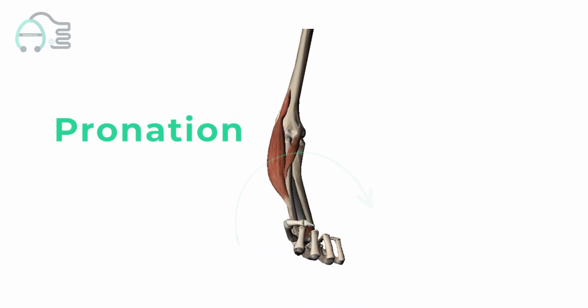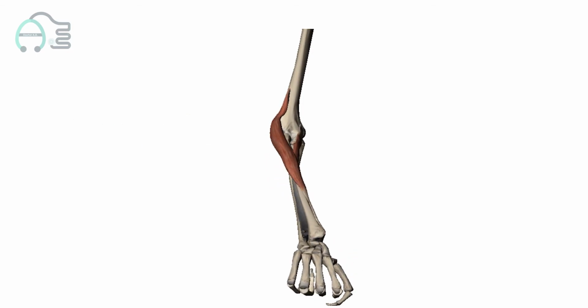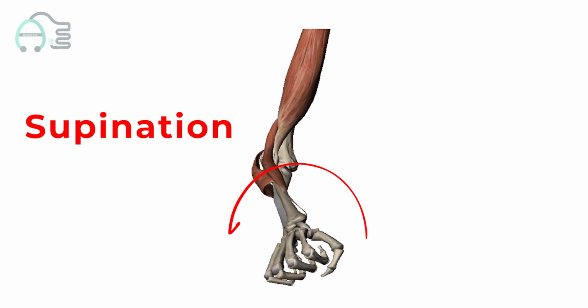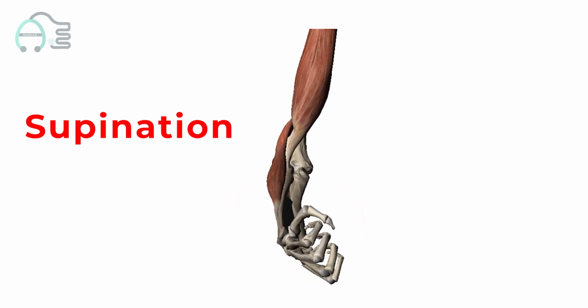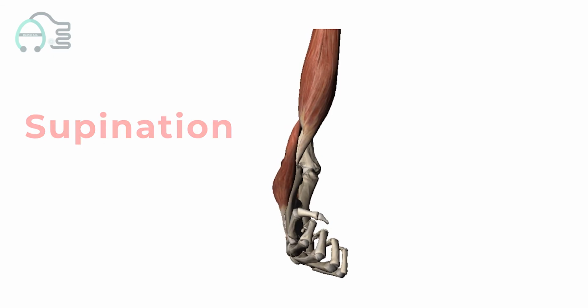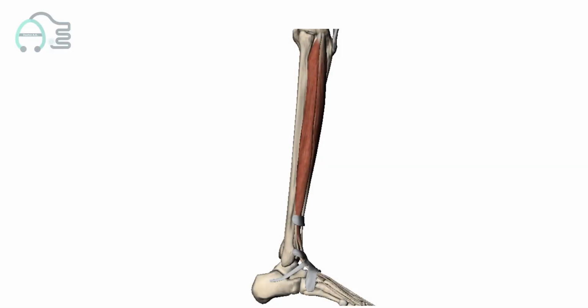Pronation moves the palm of the hand so that it is facing posteriorly, like typing on a keyboard. Supination moves the palm of the hand so that it is facing anteriorly. You can see it when you are holding a bowl of soup. Note that pronation and supination are easily confused with medial and lateral rotation. But the difference is that pronation and supination can occur only when the forearm is semi-flexed.